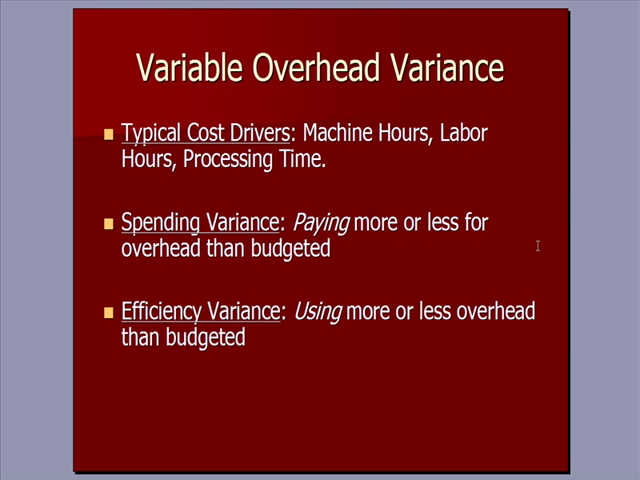What is causing us to incur variable overhead costs? And the typical cost drivers, the things that make costs happen, are typically machine hours, labor hours, and processing time. And of those, most test questions will be about machine hours and labor hours. When we get to the bottom, we will find two types of variances for variable overhead: spending variance and efficiency variance. Spending means you pay more or less for your overhead than you budgeted. Efficiency variance deals with usage. You used more or less overhead than you budgeted. So one is spending, think about rates. One is efficiency, think about usage.